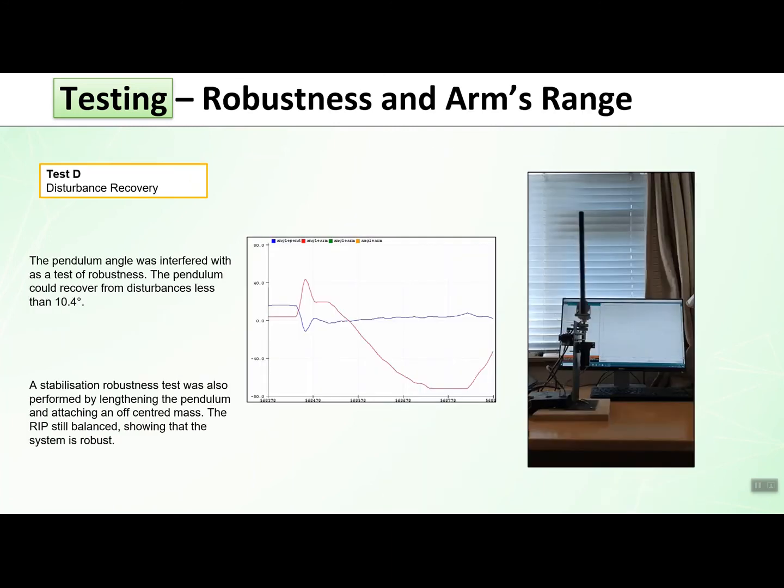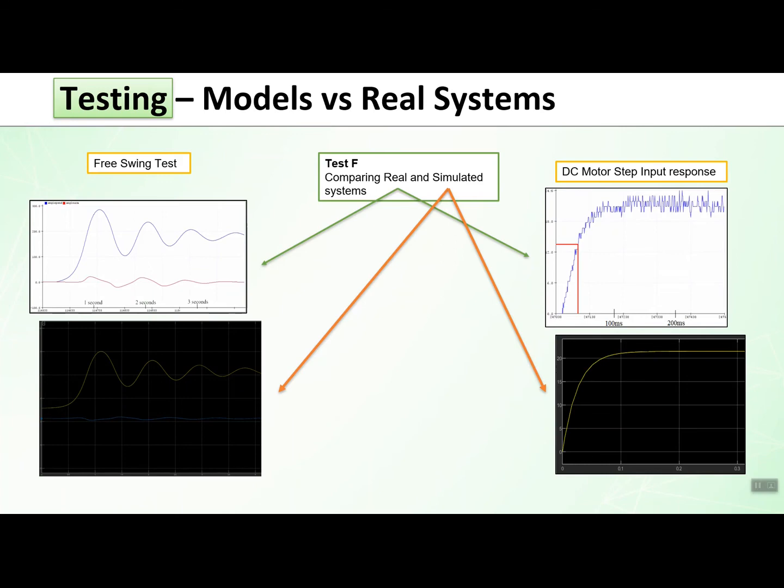Test D tested the disturbance recovery and robustness of the stabilization controller. The system was found to be able to recover from large disturbances of 10.4 degrees, which was greater than the 3-degree aim set out in the design specification. The robustness test then just involved attaching an off-centered mass to the pendulum, and the system was very capable of handling this. Finally, the simulations were compared to the real system.